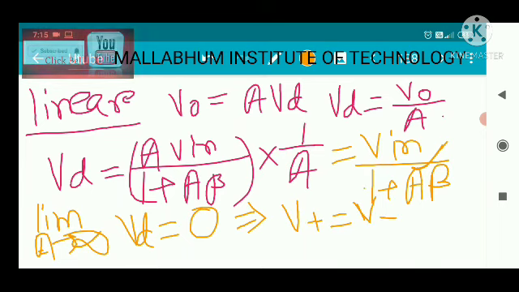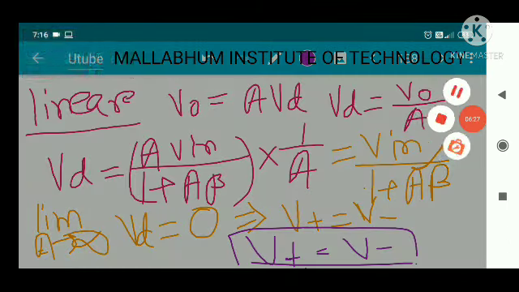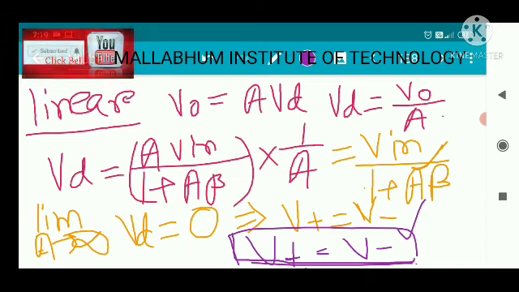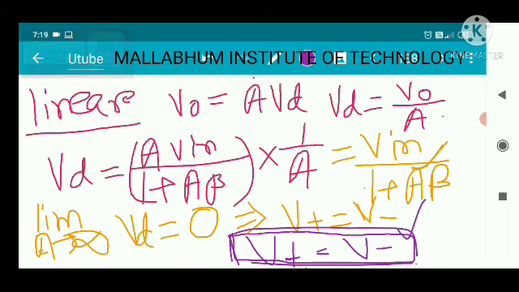As Vd will be 0, you can say that your V plus voltage is equal to V minus voltage. In the case of the virtual ground, this is the important concept: voltage of V plus is equal to V minus. So this is the concept of the virtual ground. The virtual ground means the V plus voltage, the non-inverting terminal voltage, is not almost, but exactly equal to the inverting terminal voltage if the open loop gain of the op-amp is infinite and the op-amp is operating in the linear region with negative feedback.